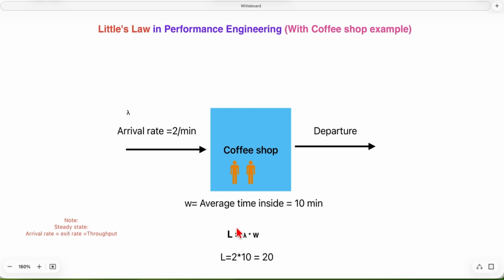Based on this formula and the numbers given here, we can calculate arrival rate multiplied by time spent inside the system, that is 2 into 10, which is 20. At any given point of time in a steady state, you can find on average 20 customers inside the coffee shop with this arrival rate and this much time inside the system.